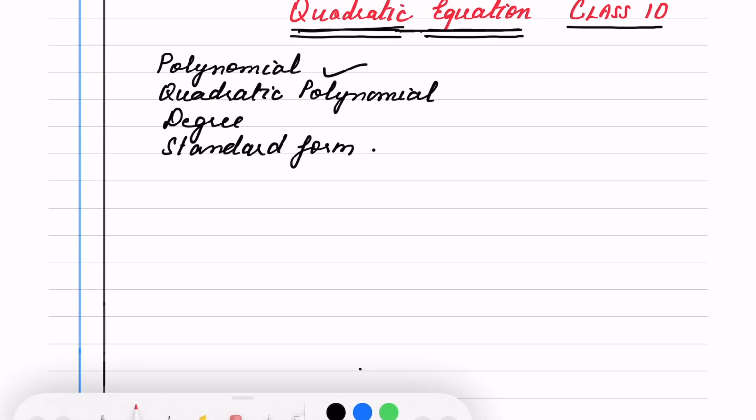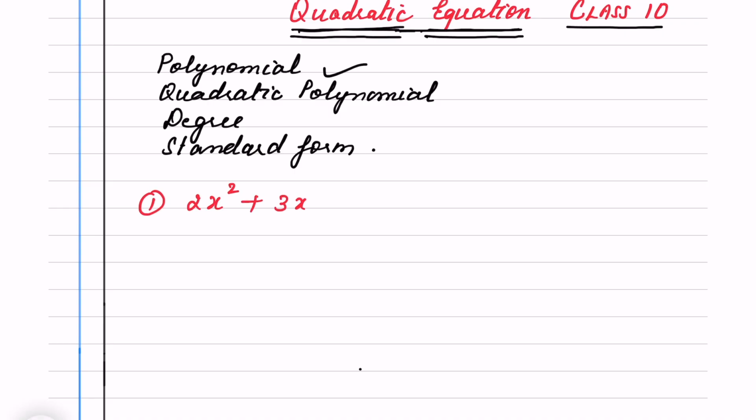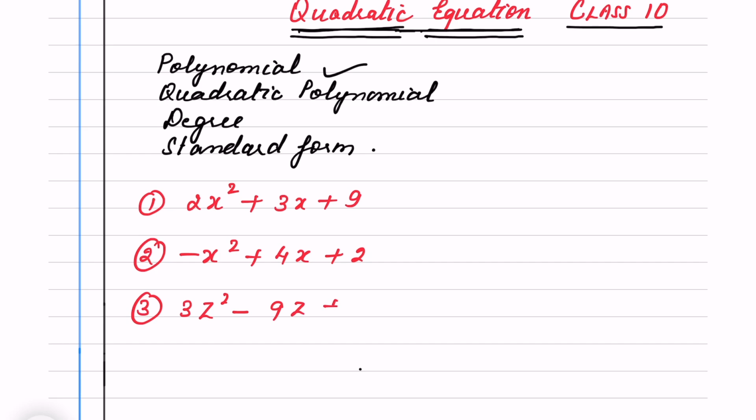What exactly is it? Suppose I am writing this algebraic expression: 2x square plus 3x plus 9. Let us write one or two more so that it will be clear. I have written with the variable x. We can take another variable also, a, b, c, d or anything. It's up to you. Generally we take x. So if the variable's power is a whole number, 2 is a whole number here, x to the power 1. So these are whole numbers.